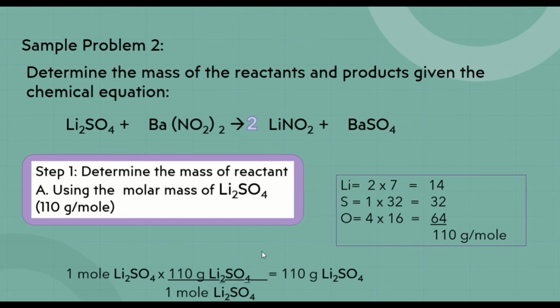Okay? Now, from the balanced equation, we only have 1 mole of lithium sulfate here. Then using the molar mass, first you have to cancel the same unit. Same unit here is mole. So 1 times 110. So the mass of reactant A is 110 grams lithium sulfate.